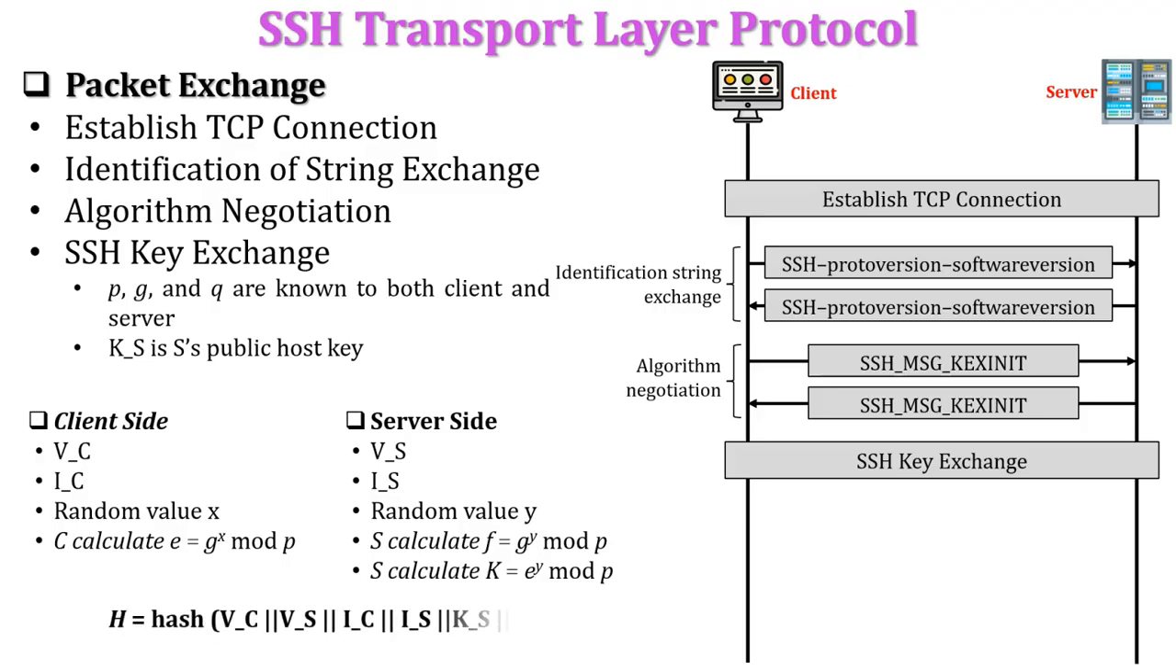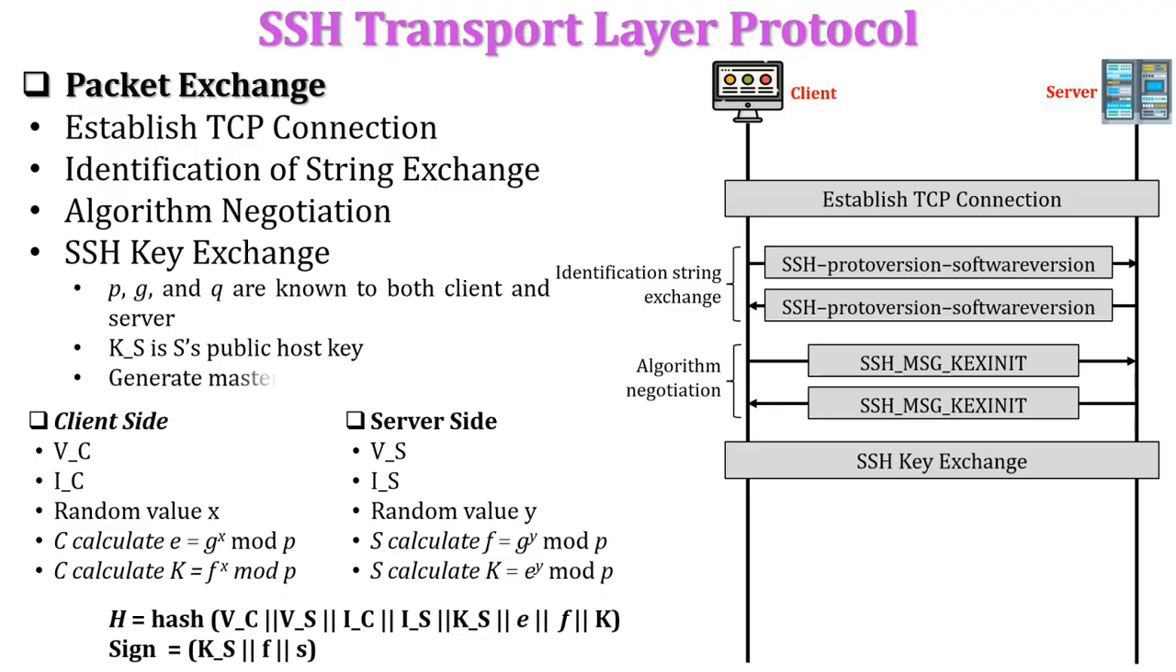Now the server will generate a hash function and also generate a signature, include it in the hash function, and send it to the client side. Now the client gets the value F from the server side. After that, the client will generate the secret key K equals F raised to X mod P. Now the client will decrypt that signature and match it with the hash function for authentication purposes. So as a result of this step, the client and server share a master key K with each other. Here the hash value H serves as a session identifier for this connection.